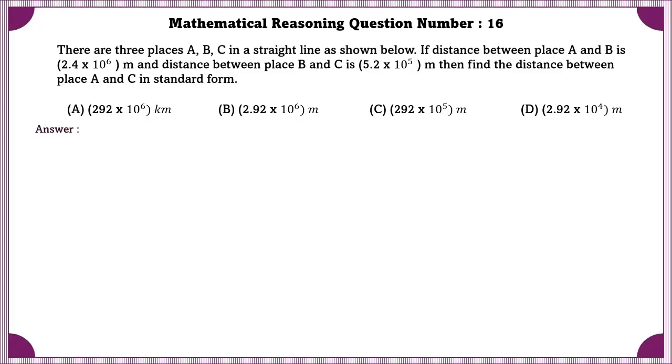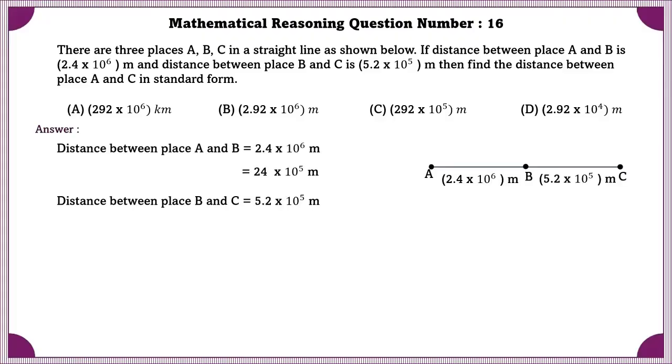Mathematical reasoning question number 16. There are three places A, B and C in a straight line as shown below. If the distance between place A and B is 2.4 into 10 to the power 6 meters and the distance between place B and C is 5.2 into 10 to the power 5 meters, then find the distance between place A and C in standard form. The distance between place A and C is equal to 24 into 10 to the power 5 plus 5.2 into 10 to the power 5.